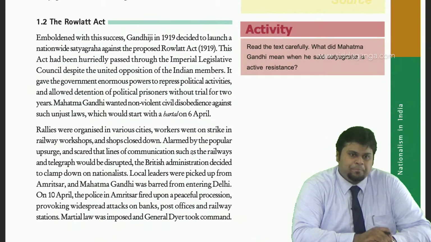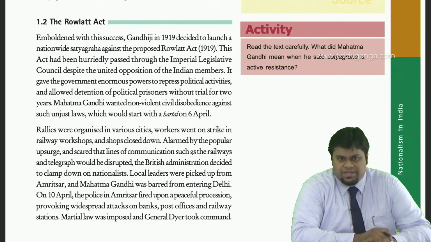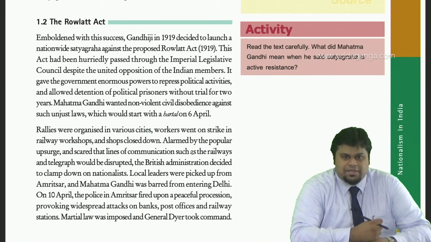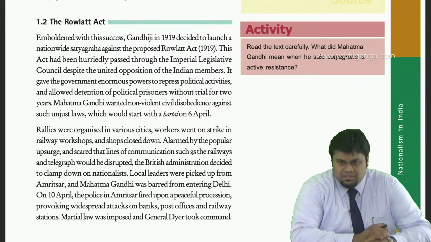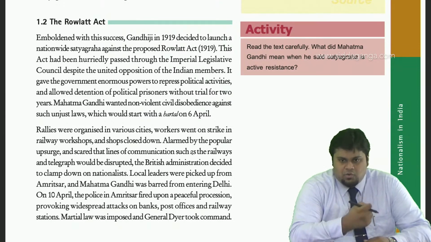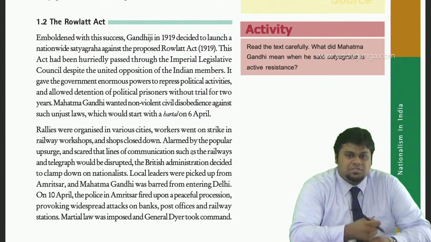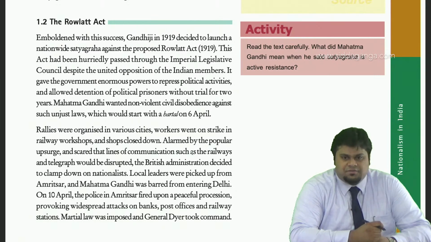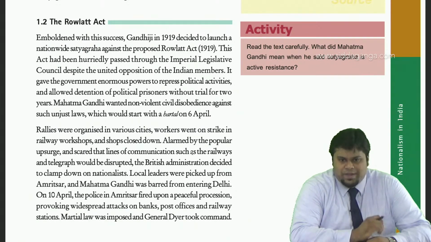April 1919. Now, in accordance with this, rallies were organized in various cities, workers went on strike in railway workshops, and the shops closed down. Alarmed and awakened by the popular upsurge and scared that the lines of communication like the railways and the telegraph would be disrupted, the British administration decided to clamp down, that is to control the nationalists. Local leaders were picked up from Amritsar and Mahatma Gandhi was barred from entering Delhi. On the 10th of April 1919, the police in Amritsar fired upon a peaceful procession, provoking widespread attacks on banks, post offices, and the railway stations. Martial law was imposed and General Dyer took command.